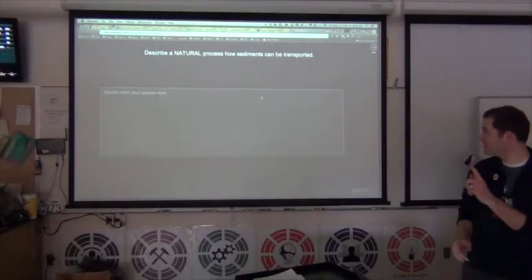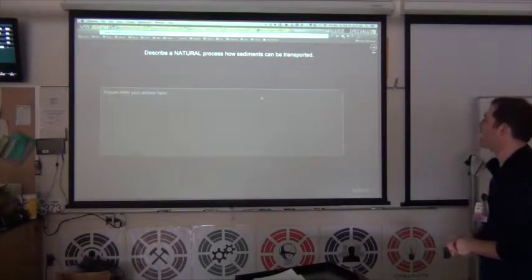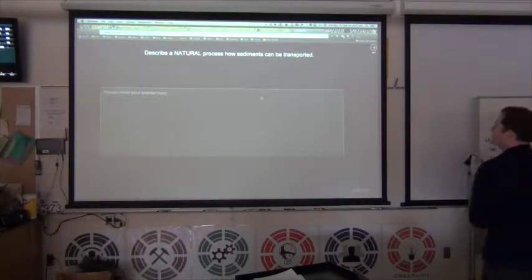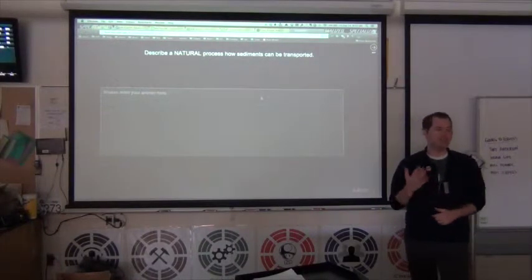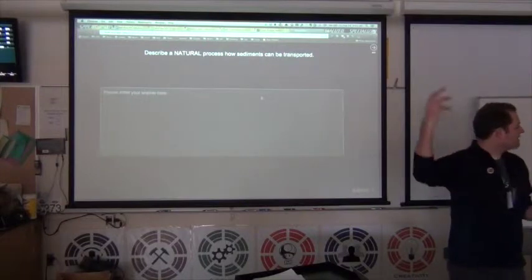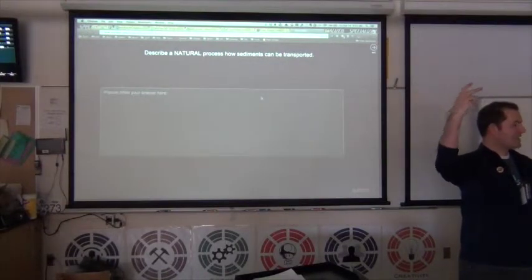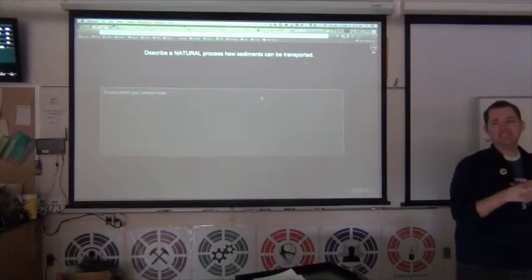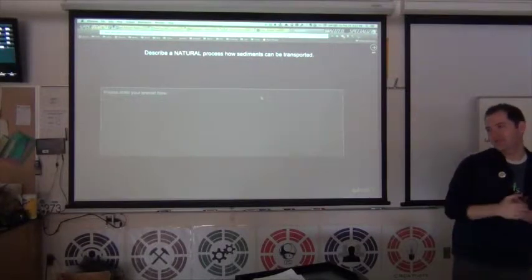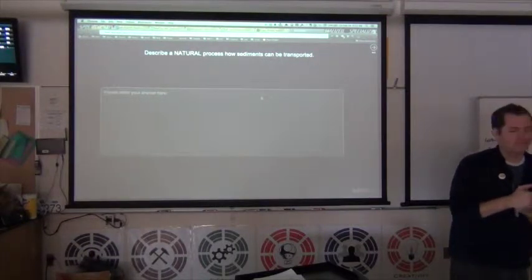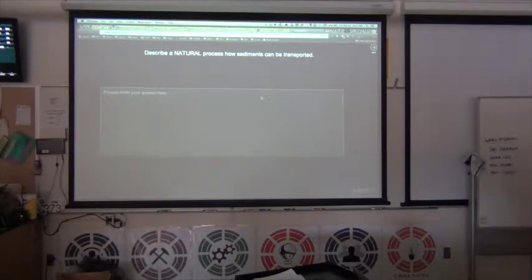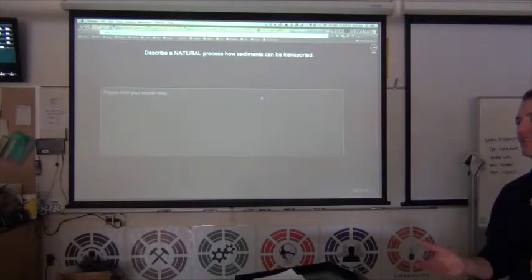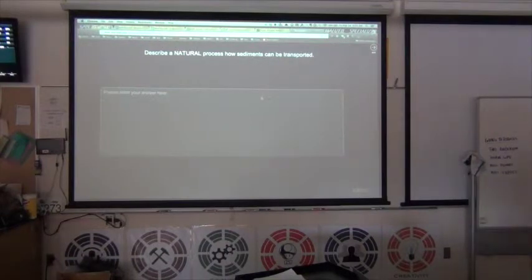I've got a question in the middle here for you though. Let's describe a natural process of how sediments can be transported. What's a natural process of how sediments, some of these things like boulders, all of those clast sizes, what's a way we could transport some of them? Because we've broken them apart and we've got to move them somewhere. How could we transport them?